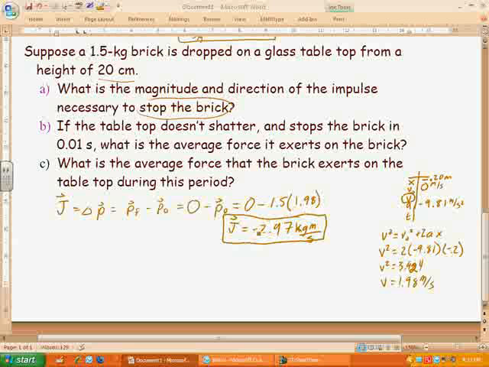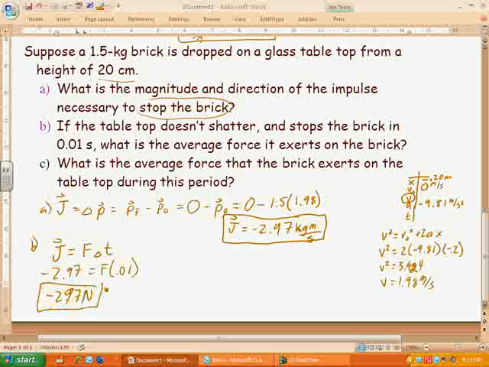Letter B: if the tabletop doesn't shatter and stops the brick in 0.01 seconds, what's the average force? That's where we can take the change in momentum is equal to the force times the time, right? The momentum change is going to be the same no matter what, but if our time is 0.01 seconds, that means negative 2.97 is equal to the force times 0.01. Dividing by 0.01, the force is negative 297 newtons.